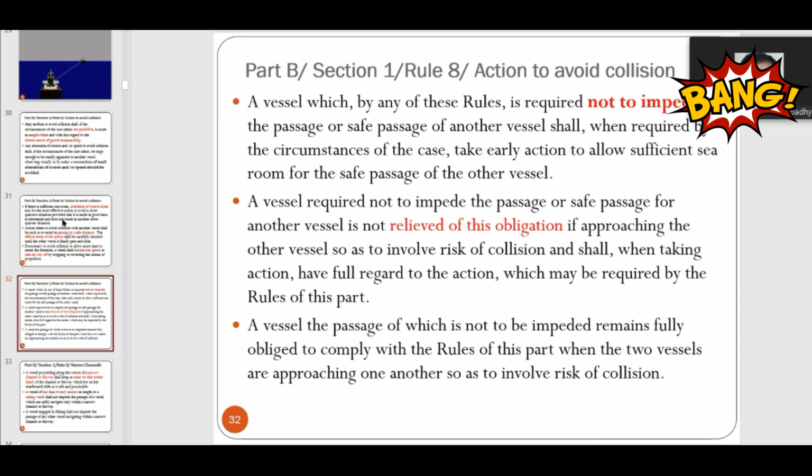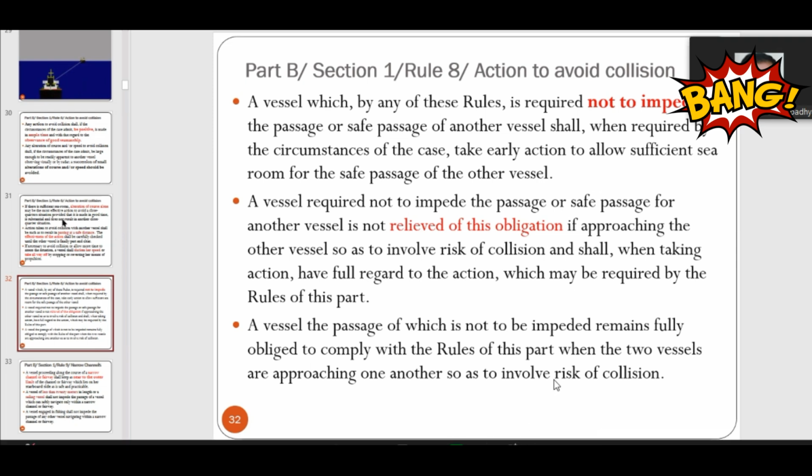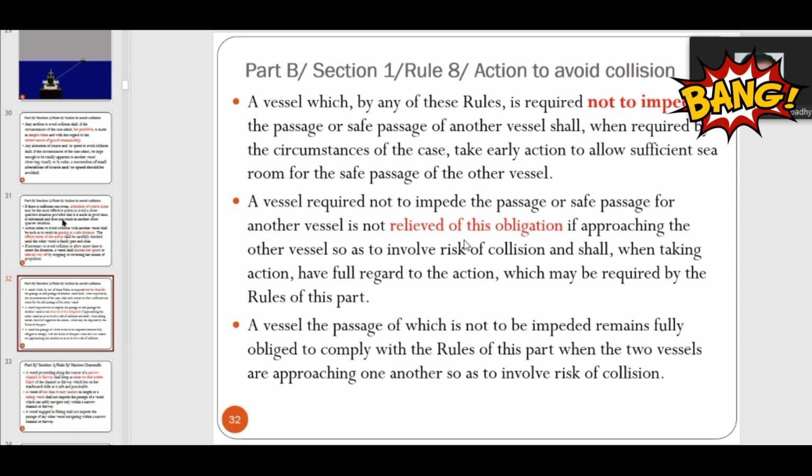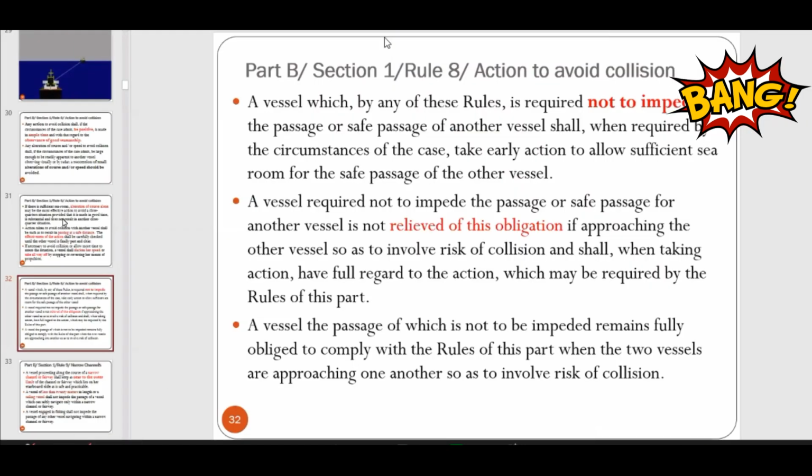Now the next paragraph says the vessel required not to impede the passage or safe passage of another vessel is not relieved of this obligation. So, just any one of you tell me what you can understand from this.